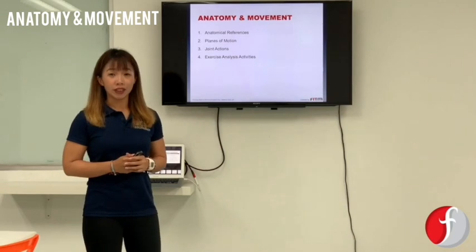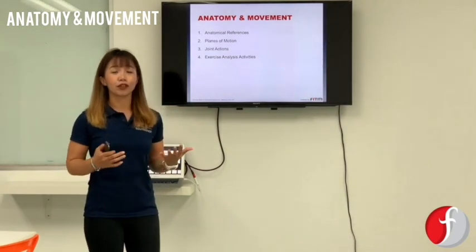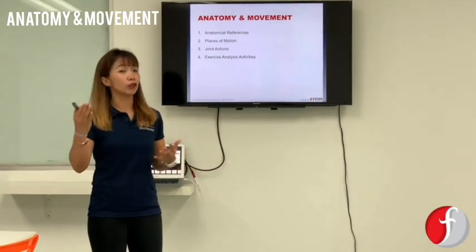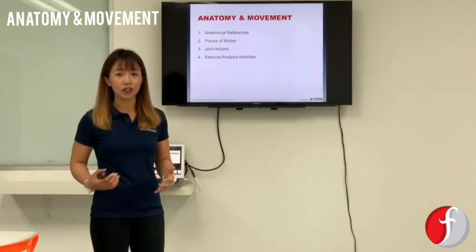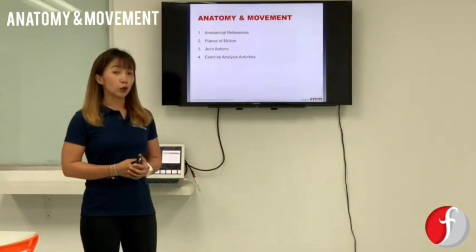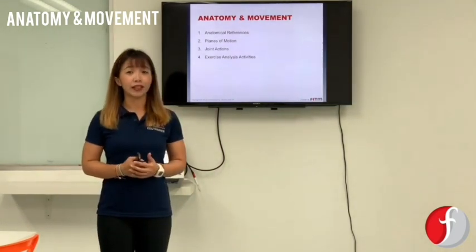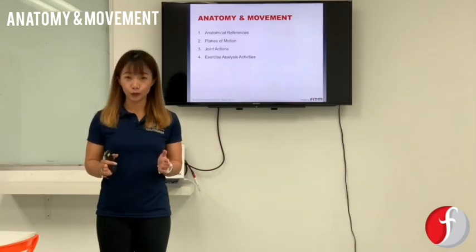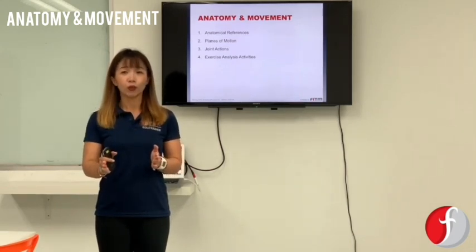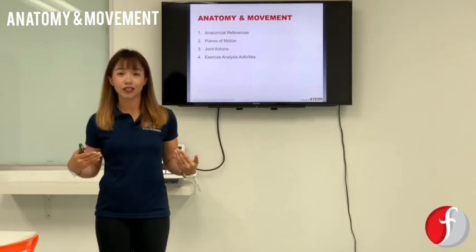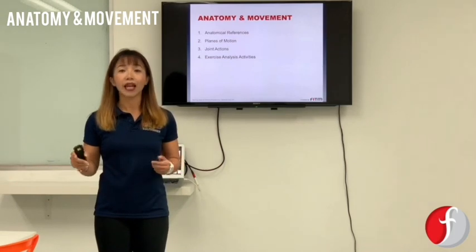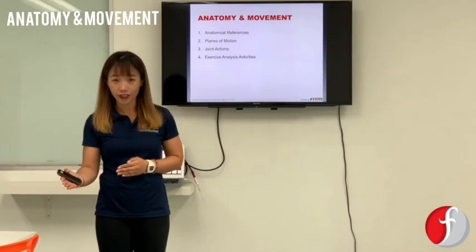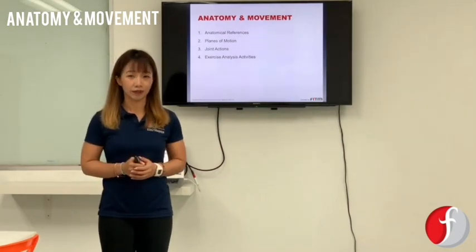Go through anatomical references, which basically refers to different names that you need to learn in order to describe a movement or describe a body position. We will also look into plane of motion, which is basically how your body is designed to move. And in each of these planes, we will also look at what are the joint actions that can happen. Once you learn all of this, you will be able to analyze exercises. You will know what are the movements in each joint, and you will know what are the prime movements.